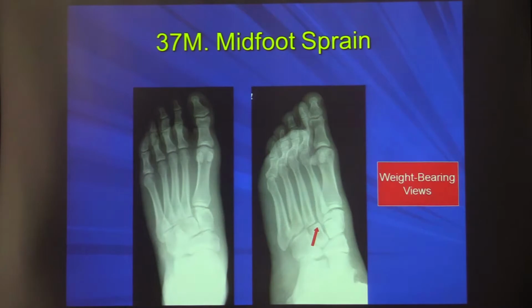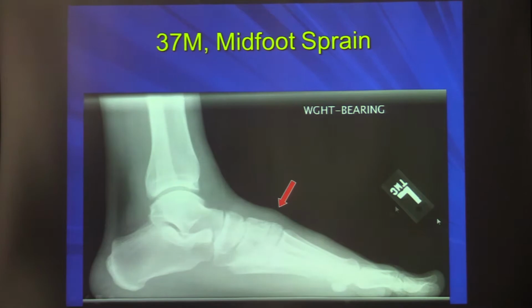Here's a 37-year-old with midfoot sprain. These are weight-bearing views, and here we see malalignment on the oblique radiograph with the third metatarsal not lining up appropriately with the lateral cuneiform. Lateral radiograph, we see soft tissue swelling and not much else.